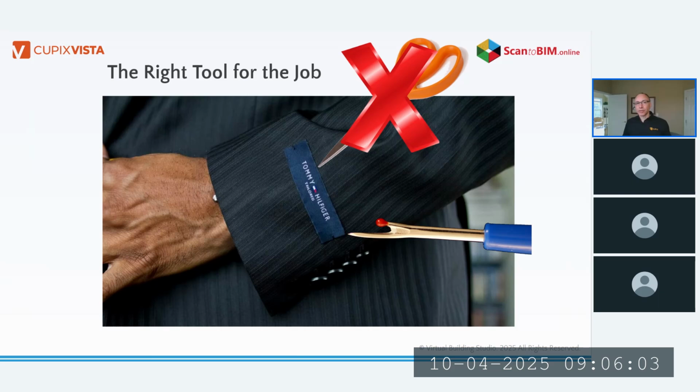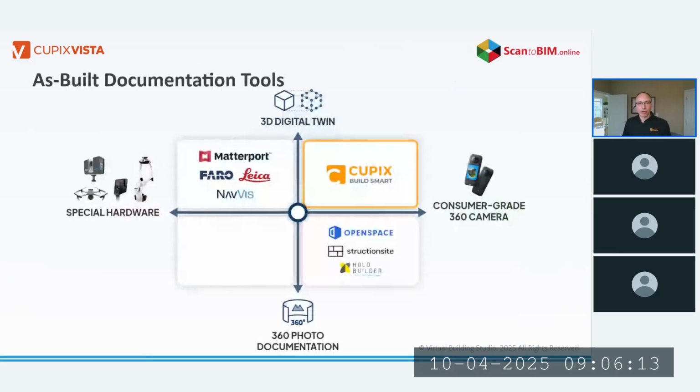And so that's really the beginning theme of this presentation: how do you choose the right tool for what you're trying to do in your Scan-to-BIM workflow? In this case, the seam ripper is the perfect tool. So now we take that over to as-built documentation tools. You're trying to capture something that's already in the reality space, and you have a lot of choices. How do you choose? Well, think about what you're doing.